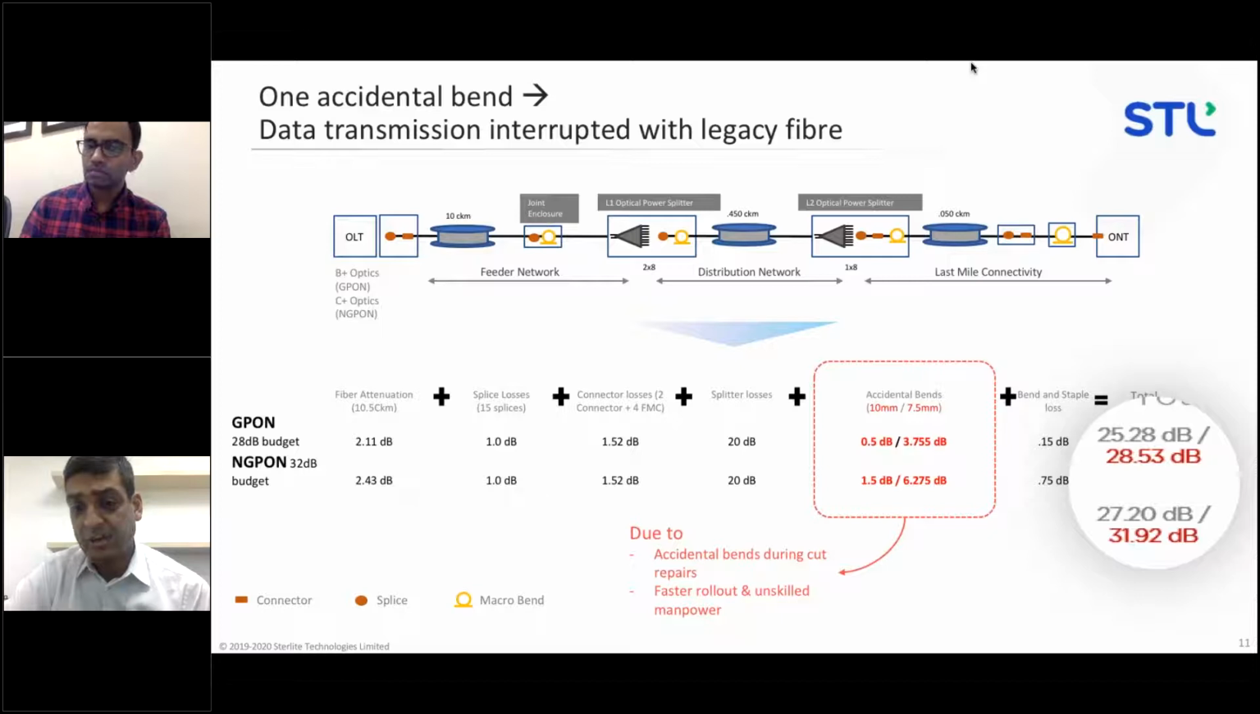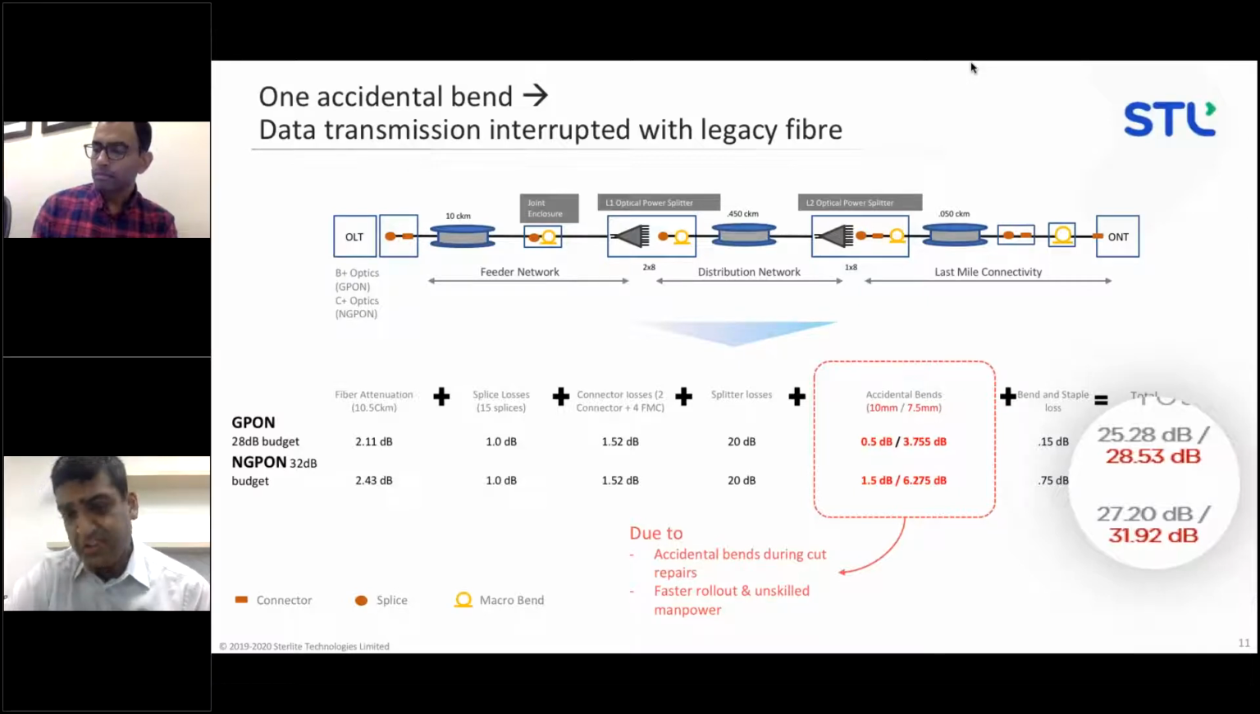These accidental bends can come from a number of different sources. For example, fiber cuts. What we see today is that we have a very, very dynamic infrastructure landscape in cities where you have a multitude of services being rolled out, road construction, utilities being laid down. Any one of these incidents can cause a fiber cut, and this is unfortunately an all too common scenario in India and many similar geographies.